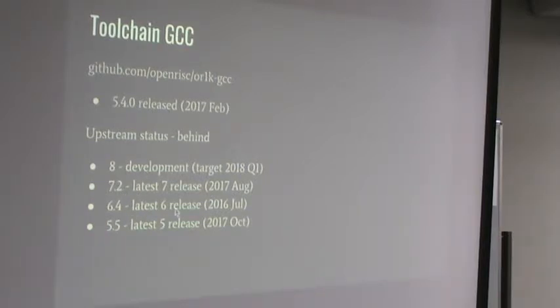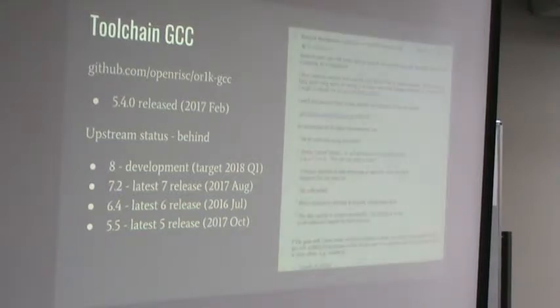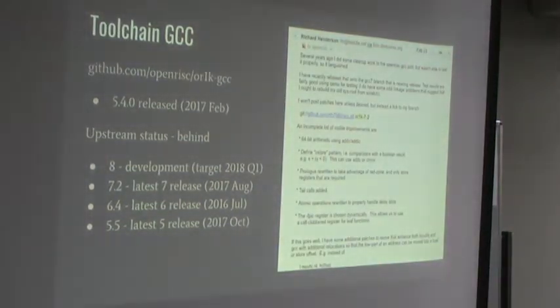As you see, GCC has a few different releases. In the recent past, they have a 6 release, which has a lot of nice features. 7 was released this year, and 8 is in development for release next year. So we are 3 releases behind, which is unfortunate.